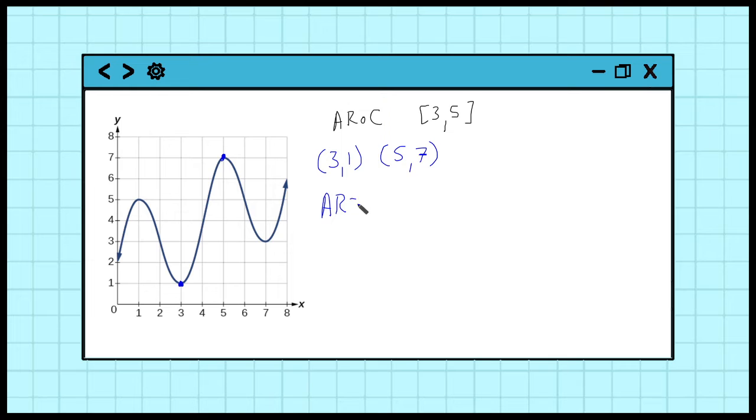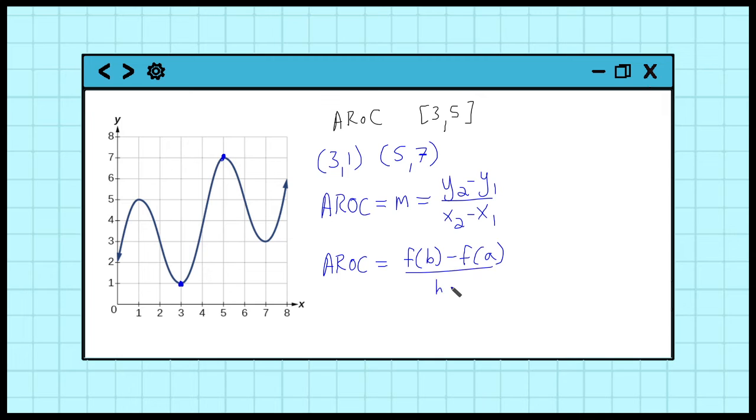So average rate of change is the same thing as finding the slope, which is y2 minus y1 over x2 minus x1. Now this could also be written a different way. You may see it written as f of b minus f of a over b minus a.